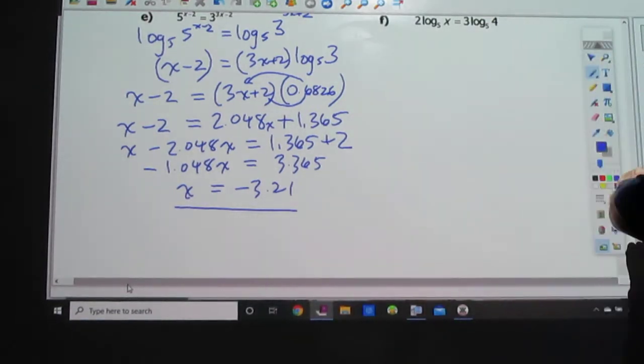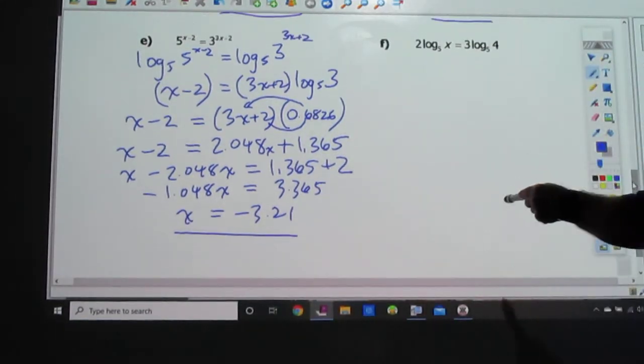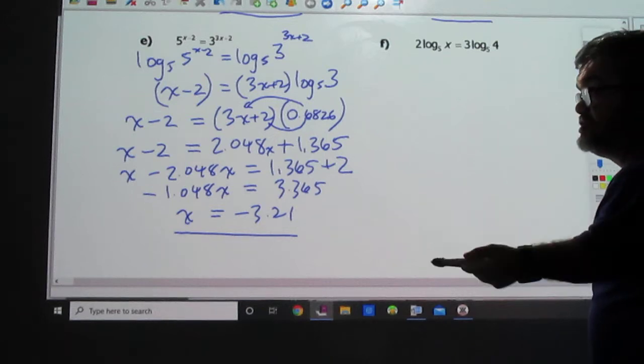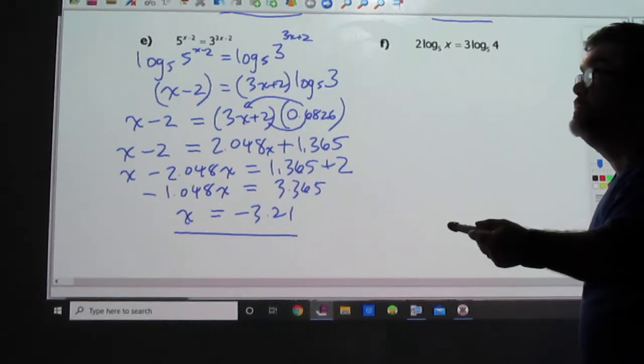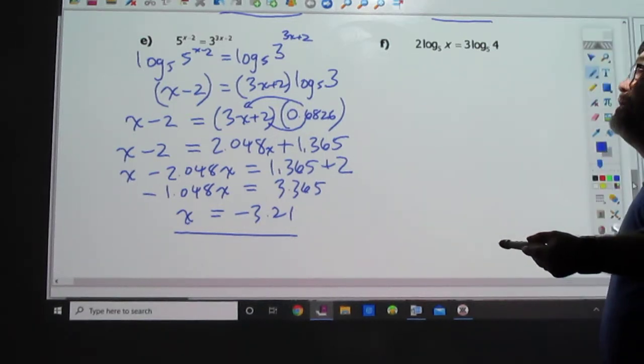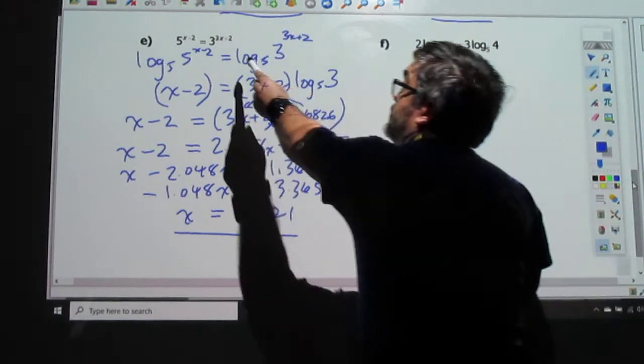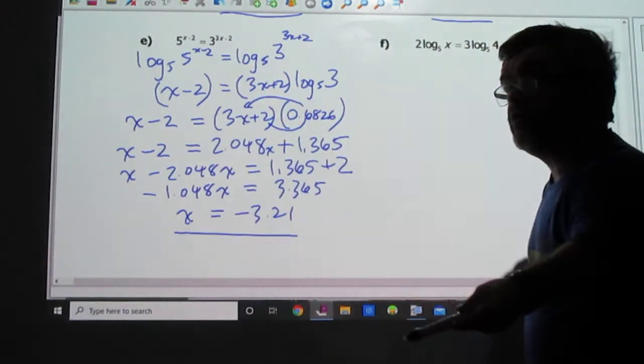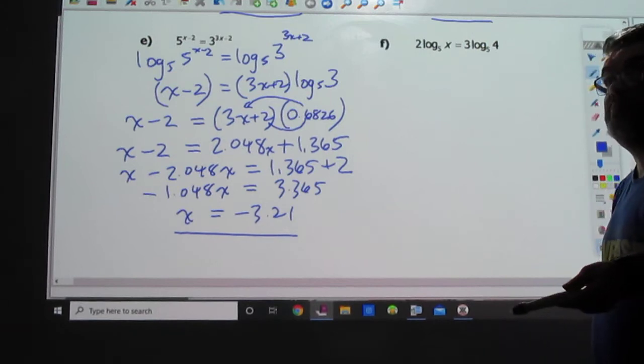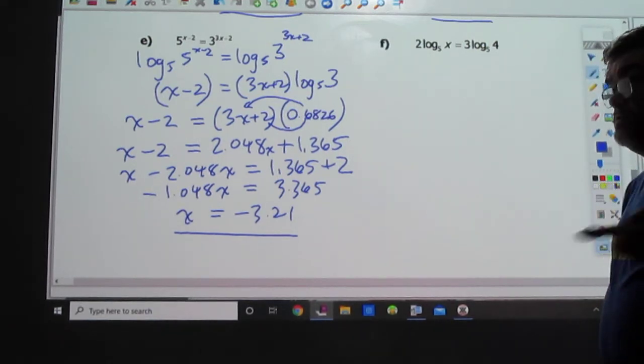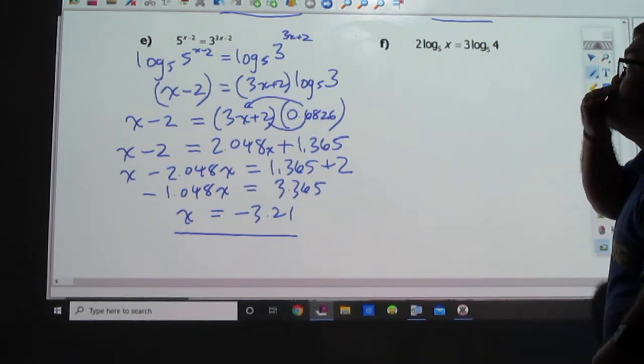Now, I've had students say, Mr. Young, that answer is negative. Do we have to check? And the answer is no. Think about why the answer might be no. The original question is not a logarithm, it's an exponential, and the domain for an exponential is all reals. So whatever we get, that answer is correct.